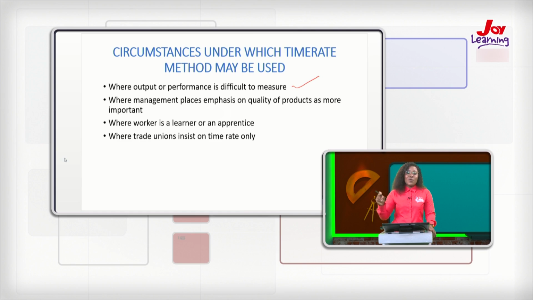We are looking at the quality, not the quantity you have produced. When we want to see the quality rather than the quantity, we use the time rate method of remuneration. When we are looking at quantity, that is when we use the piece rate method. Where worker is a learner or an apprentice, we use the time rate method. We see some of the apprentices under our tailors and seamstresses, when they go to work, because they are now learning, their bosses pay them based on the number of hours they spend on the job. And where trade unions insist on time rates method only, we use the time rates method as a base to pay our employees.